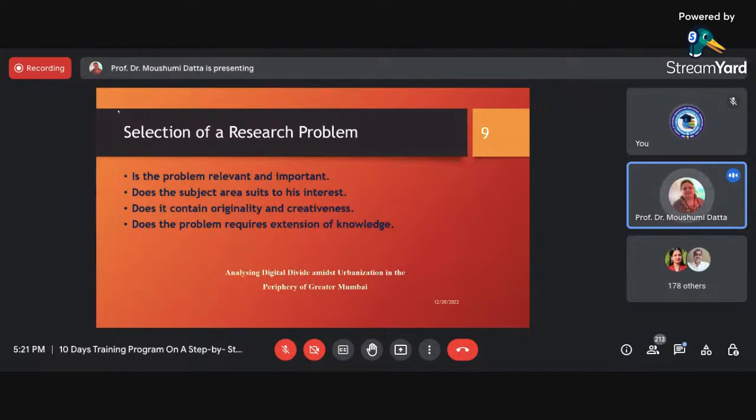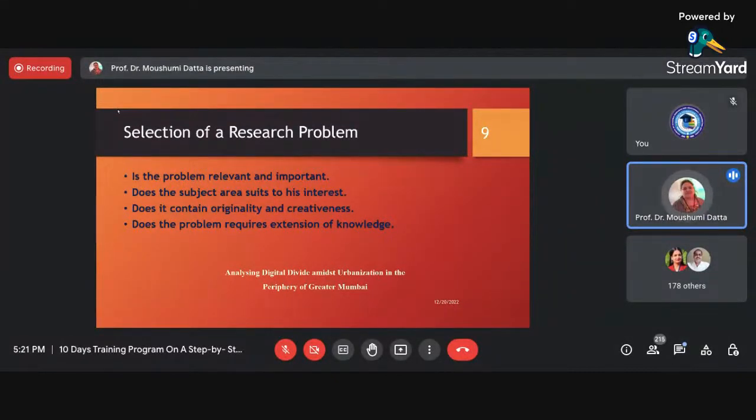Or suppose you're applying for funding to UGC or ICSSR. Sometimes your proposals get rejected. Why does your proposal get rejected? Because the problem you're dealing with is not so important. So research is something which is very, very serious, and that is why the problems you're dealing with have to be very, very relevant.